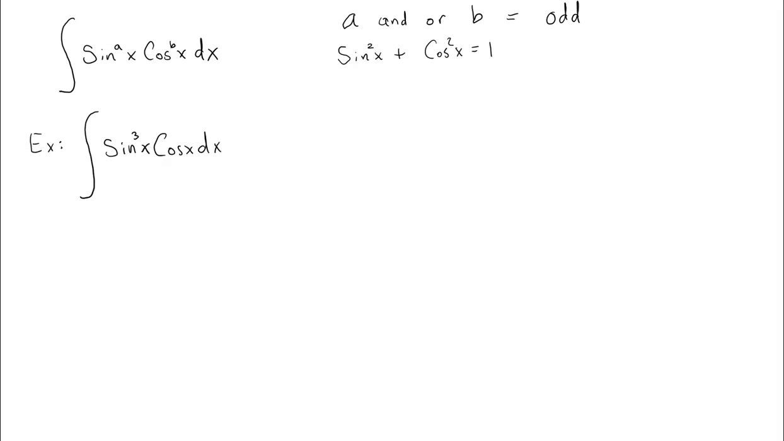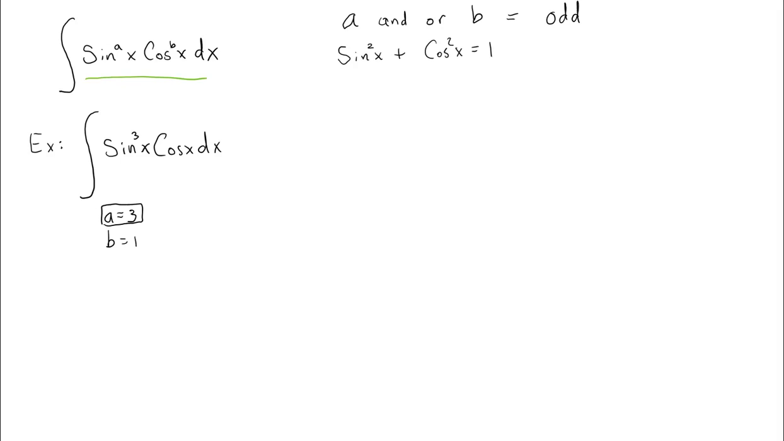Now the first thing that we realize here is that our a is equal to 3, if we are using this form right here, and our b is equal to 1. In this case, both 3 and 1 are odd, so the following technique is going to work. In order to apply this technique, we need at least one of these functions, sine of x or cosine of x, to be to an odd power greater than 2. So we're going to choose sine cubed of x here because 3 is greater than 2, as opposed to cosine of x.